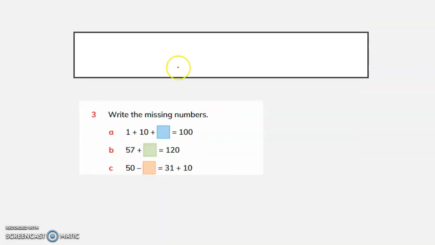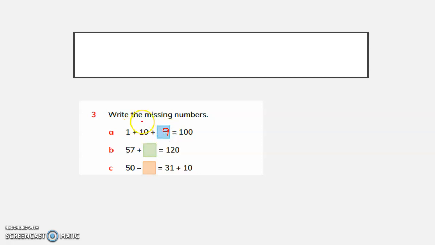Now moving forward, write the missing numbers. Here also we can find the missing numbers. 1 plus 10 plus a number is equal to 100. So, look for the digit in the ones place. Here it is 1, here it is 0. 1 plus 0 is 1. What should we get here? We should get 0. So what added to 1 gives 0? The operation is addition, so we add 9.